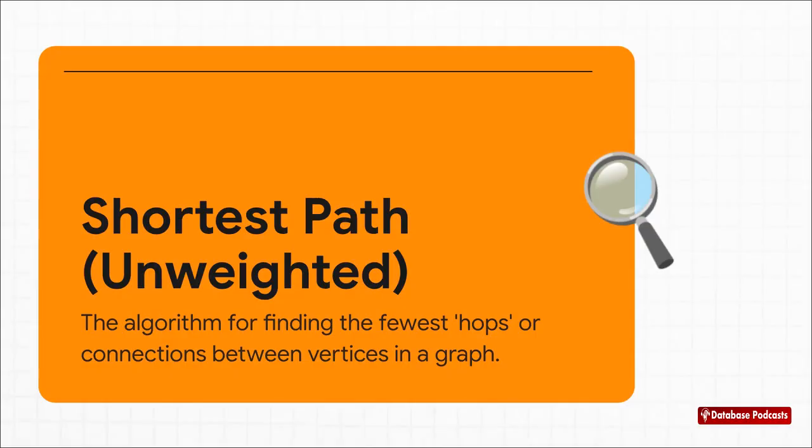So to be super clear, what we're solving for here is the unweighted shortest path. That's a fancy way of saying we don't care about things like distance or time or cost. We just want the route with the fewest connections. Each one of those connections is what we call a hop. It's kind of like booking a flight, right? You're not looking for the cheapest or the fastest. You just want the one with the fewest layovers. That's what we're doing here.